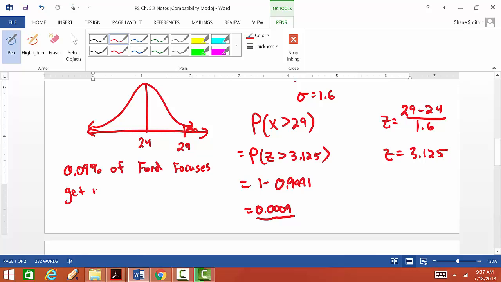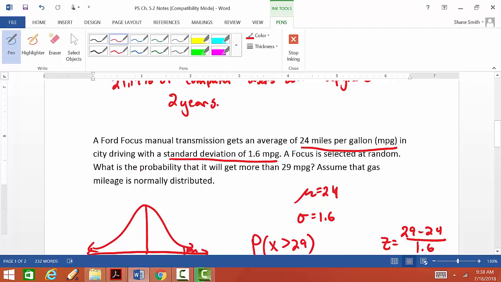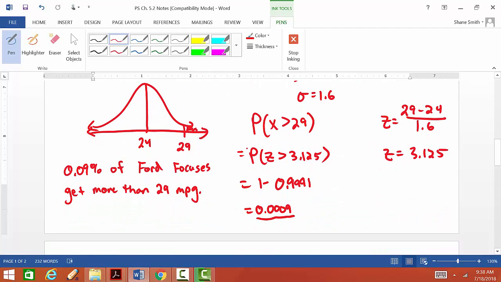Get more than 29 miles per gallon. And I should probably say the year because obviously it would be different, but it doesn't give the year in the problem. But yeah, that's basically what you do for that one.